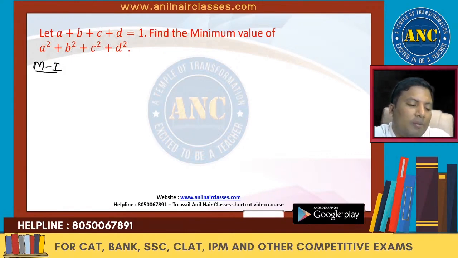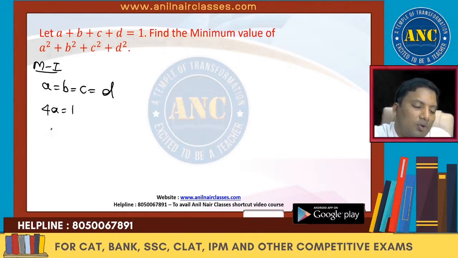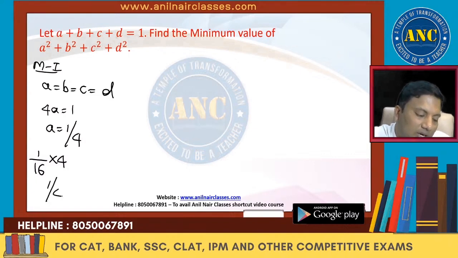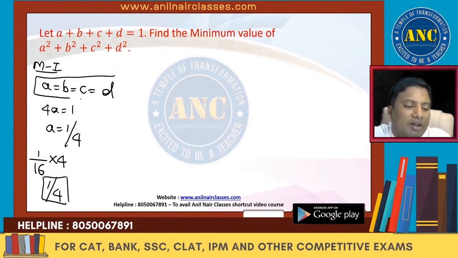Method 1. Because it is a symmetric function, make a equal to b equal to c equal to d. 4a equals 1, so a is 1 by 4. Then 1 by 16 into 4, that is 1 by 16 plus 1 by 16 plus 1 by 16 plus 1 by 16. The answer is 1 by 4 based on the symmetric function.